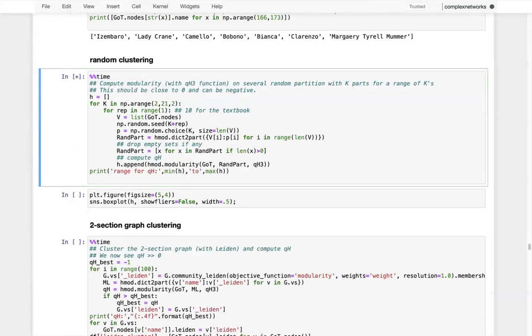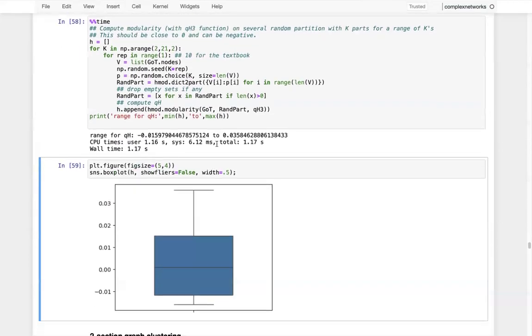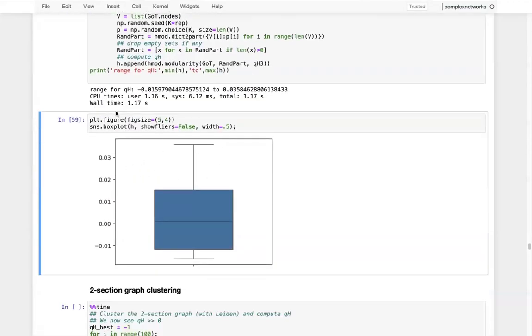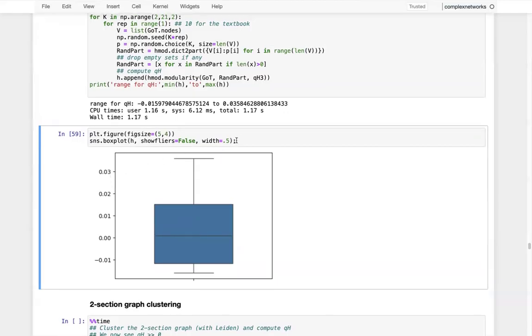If we were to do random clustering, just to give us an idea, those are the values for the hypergraph modularity we would get: around 0, maybe up to 0.03, 0.04. So if we want a good clustering, we should be able to get hypergraph modularity significantly higher than values such as 0.03, 0.04. So that's what we're going to see.